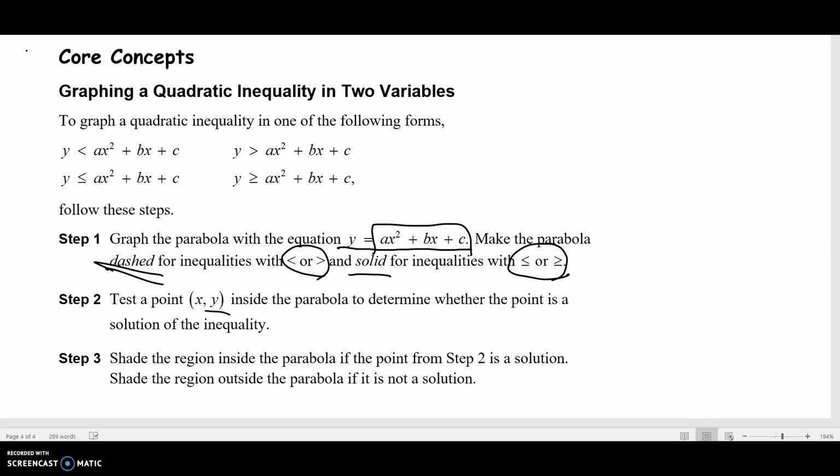Next, we'll test a point inside the parabola to determine whether the point is a solution, and that's going to be the side that we shade. So if the statement is true, we shade the region with the point, and if the statement is false, we shade the region without the point. Now let's take a look at example 1.